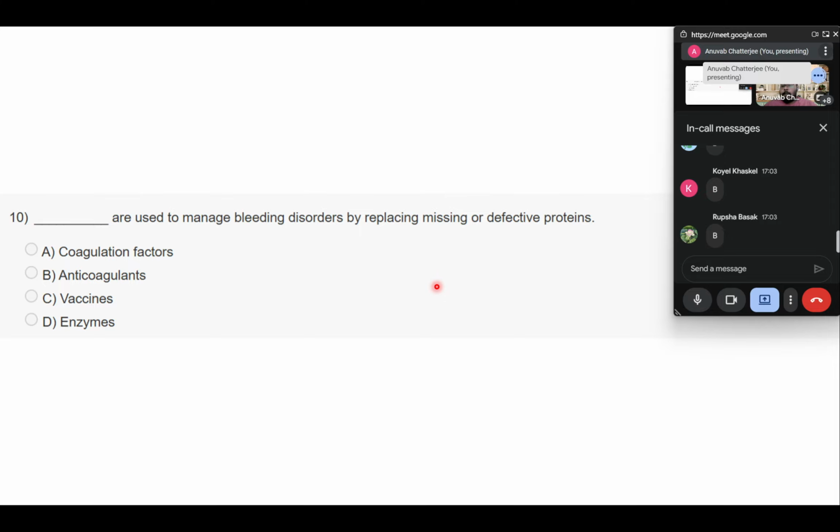Next. Blank are used to manage bleeding disorders by replacing missing or defective proteins. The options are coagulation factors, anticoagulants, vaccines, and enzymes. Which would you use to manage bleeding disorders?